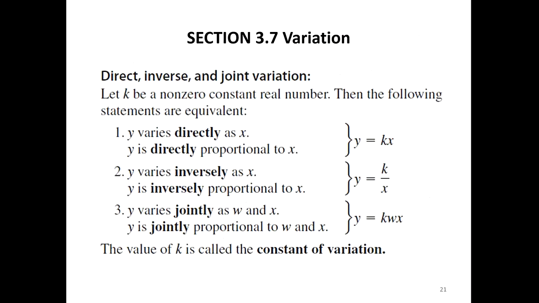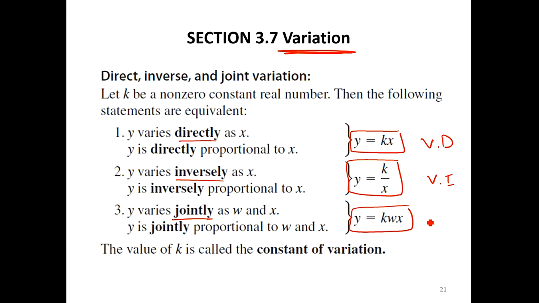Now, the last subject is called variation. We have three types of variation: directly, inversely, and jointly. Directly, this is the form for varying directly. And this is the form for varying inversely. And this is the form if we have jointly varying. Okay?